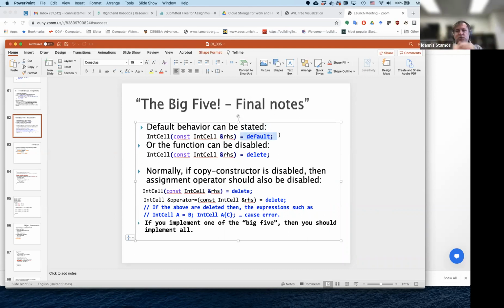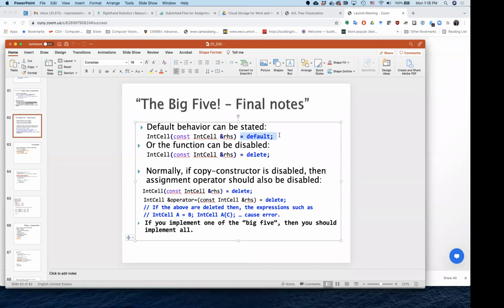So you can just write the signatures and say equals default, and then the default is going to be used. Does that make any sense? Yeah, but then what code gets executed? The default code that C++ is going to provide for you. You don't write any code. Okay. Wow. Okay. Thanks.